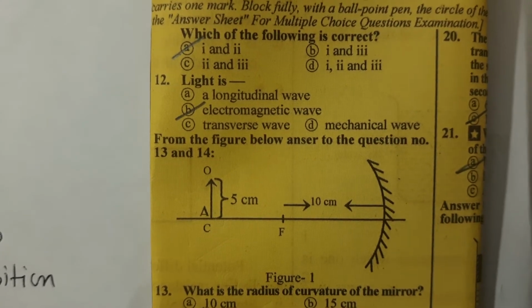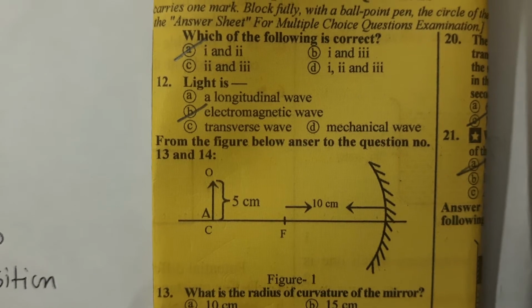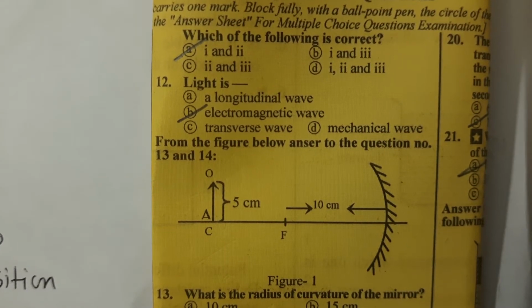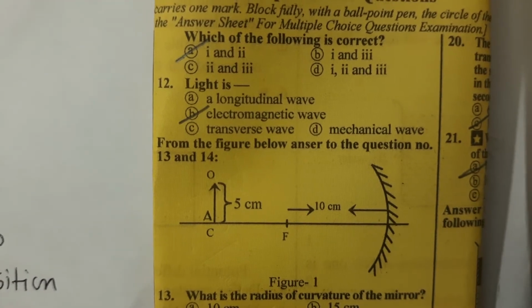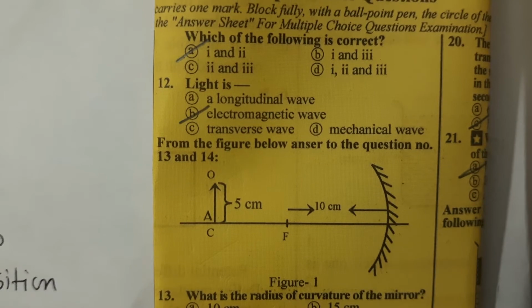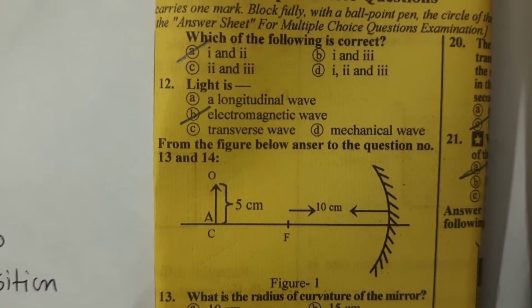Question number 12. Light is, option A, longitudinal wave, wrong. Transverse wave. B, electromagnetic wave. Yes, we know that light is an electromagnetic wave. Okay.